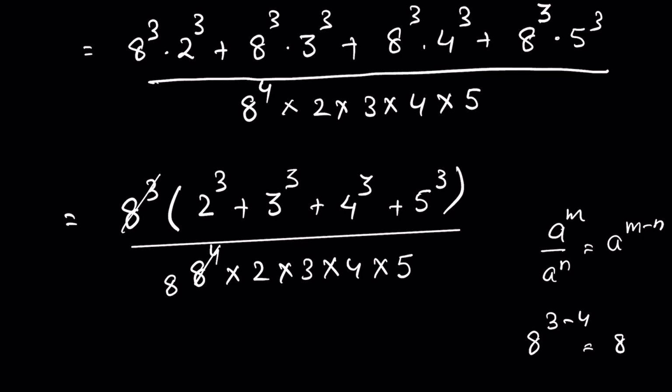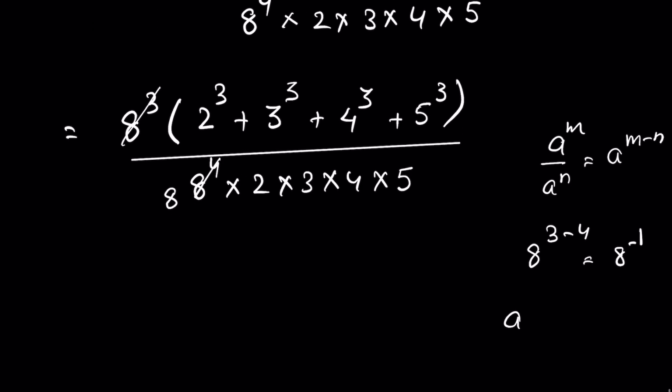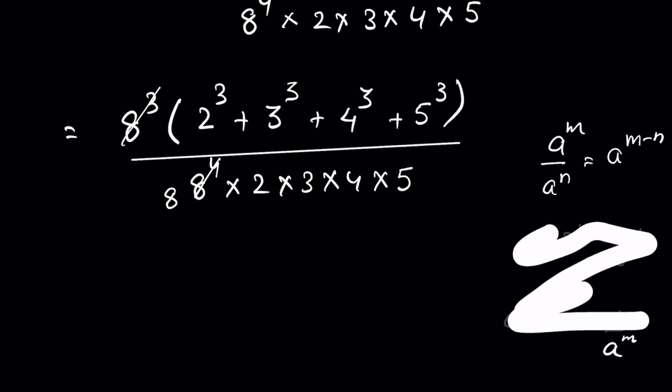It will be 8 raised to the power minus 1, and a raised to the power minus n is equal to the multiplicative inverse of the base raised to the positive power of the exponent. So it will be 1 upon a raised to the power n. So it is 1 upon 8.